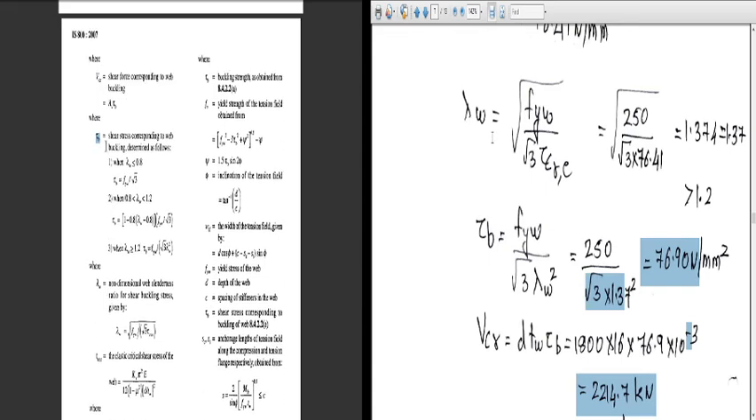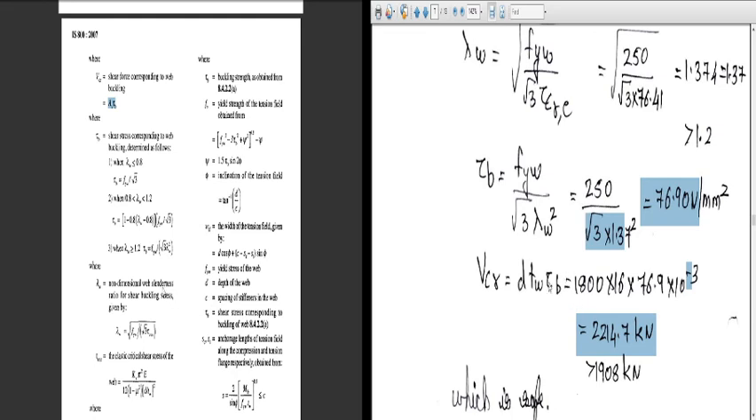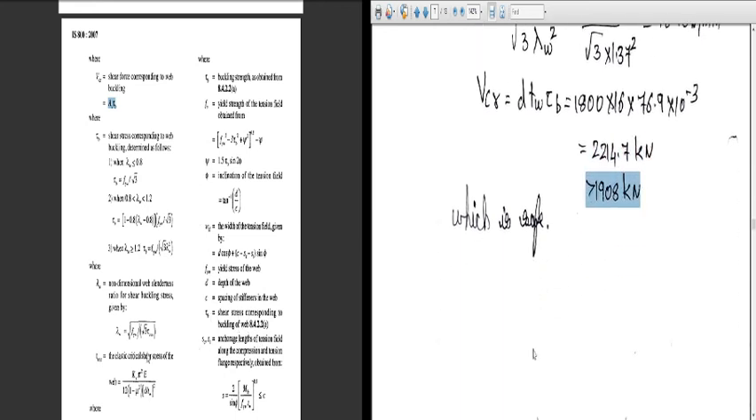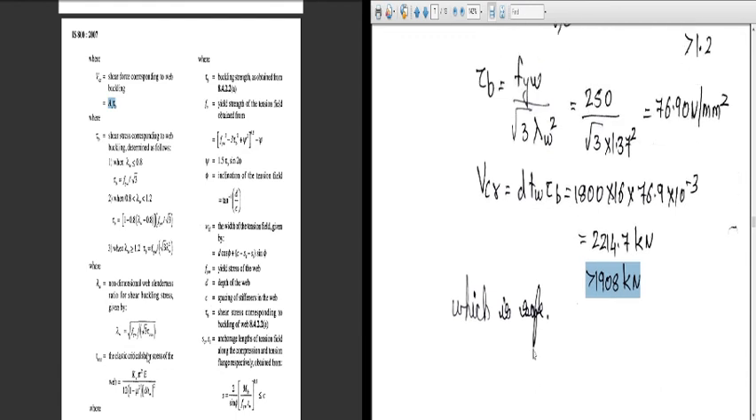Last we have to calculate VCR, the shear force corresponding to the web, AV into tau b. AV is the area of the web, so it is D into TW. So D into TW into tau b. Now we have changed the TW, hence it will be 1800 into 16 into 76.9 into 10 raised to minus 3. So it is working out to be 2214.7 kilonewton, which is greater than 1908 kilonewton, hence safe. The further design we will see in the next class.